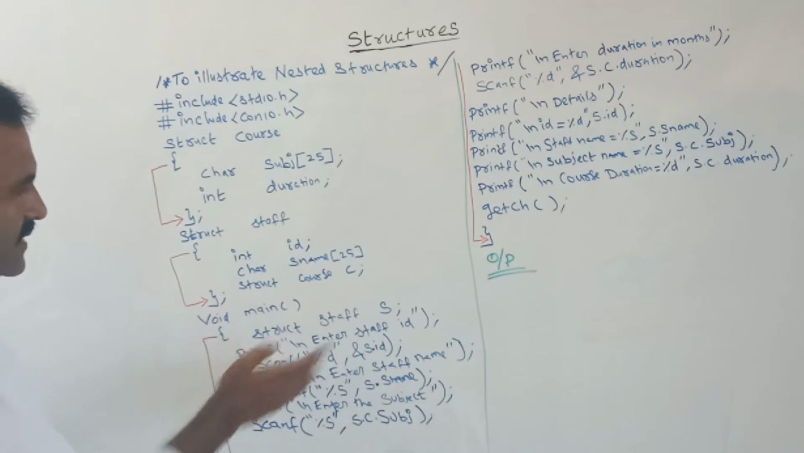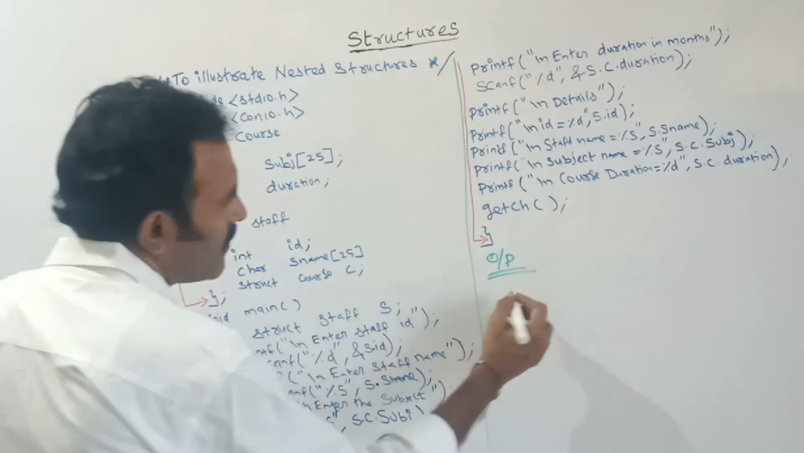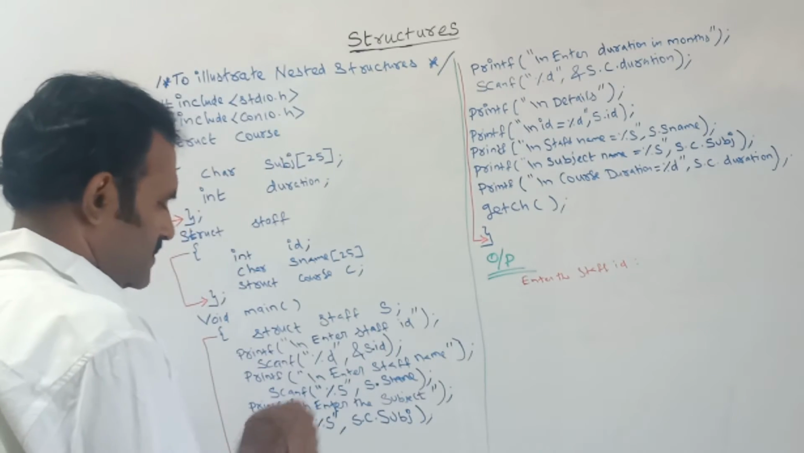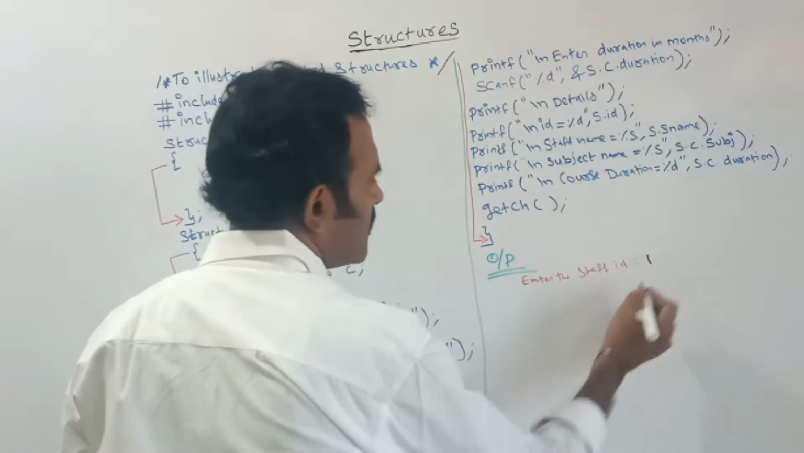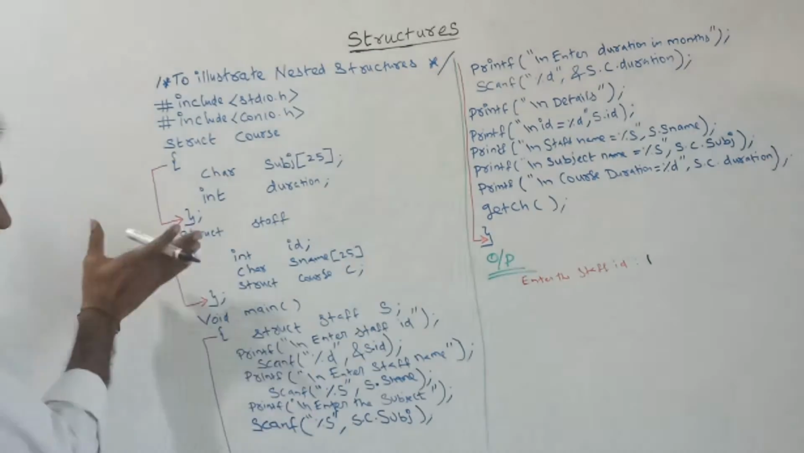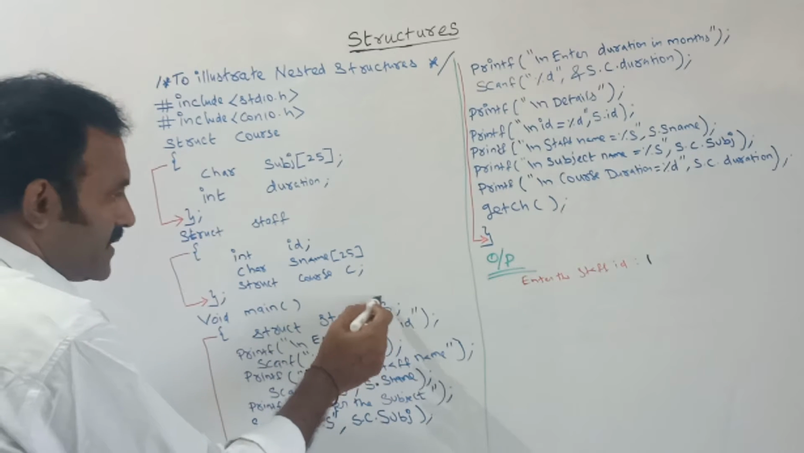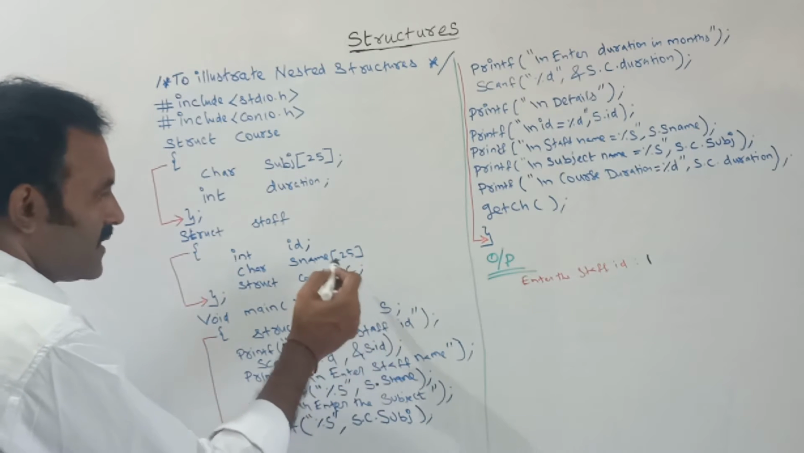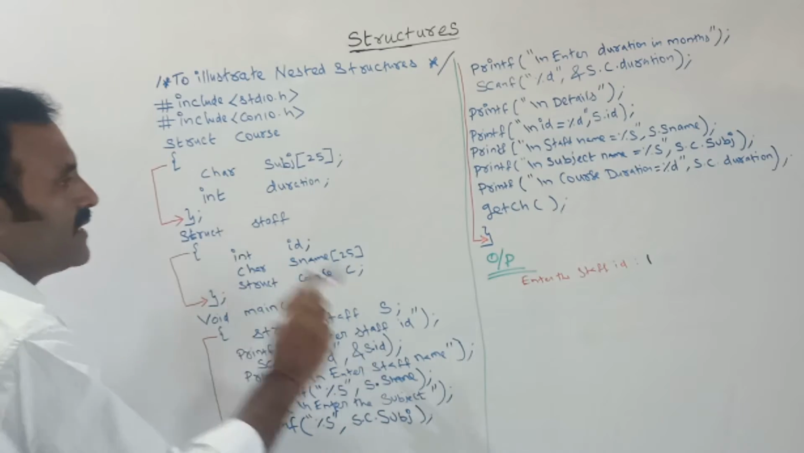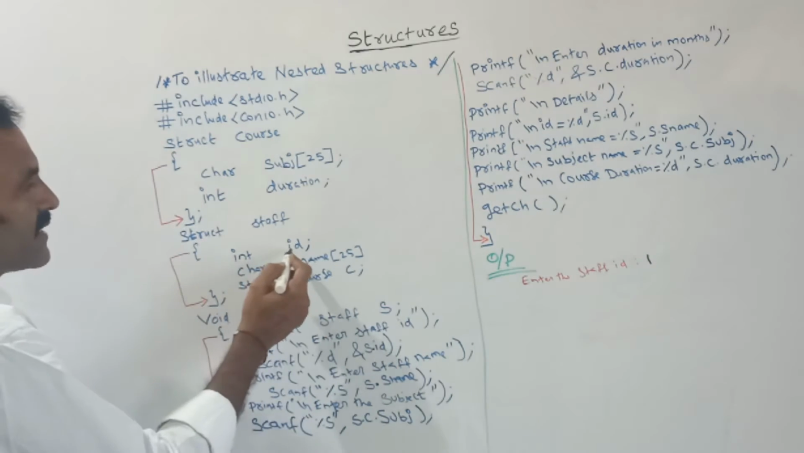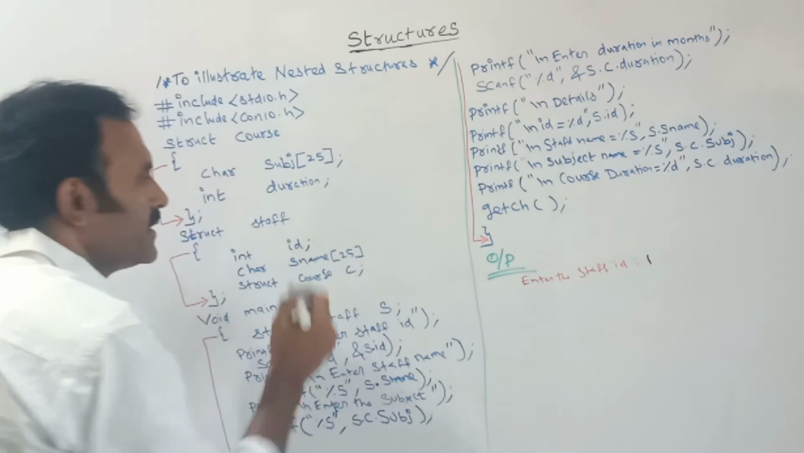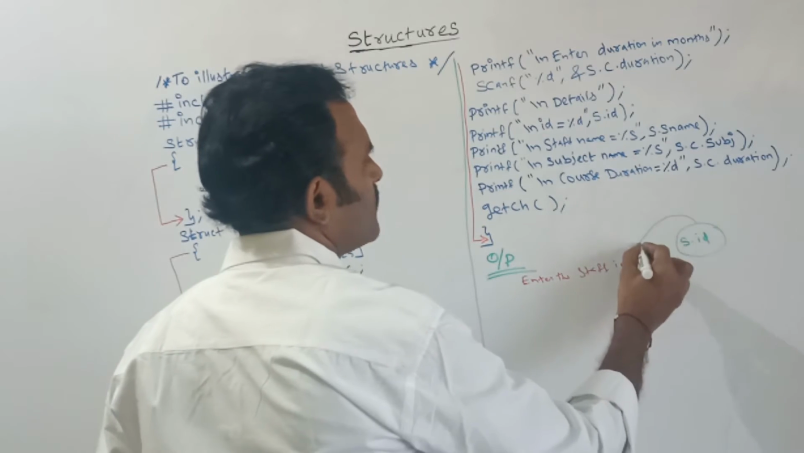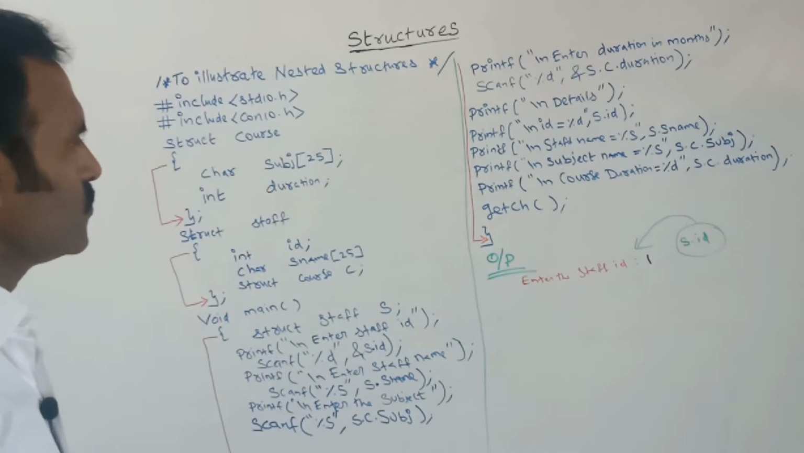At the very first it will ask: enter the staff ID. Suppose you give the staff ID as 1, then this 1 will be stored where? In the structure staff. For the staff I had created the variable S. Here I am getting the input for S dot ID. For this structure I have declared an integer ID, so this 1 will be stored to S dot ID.